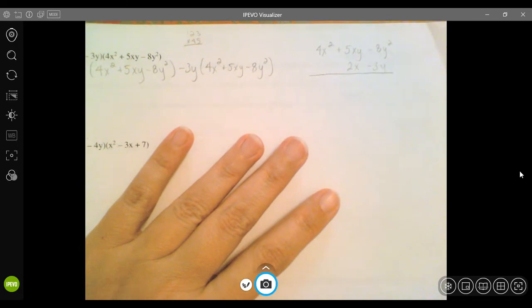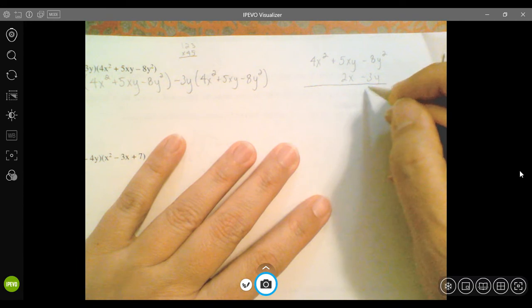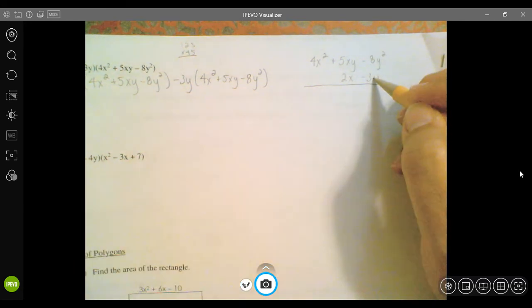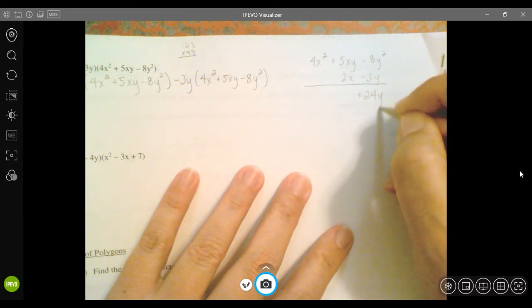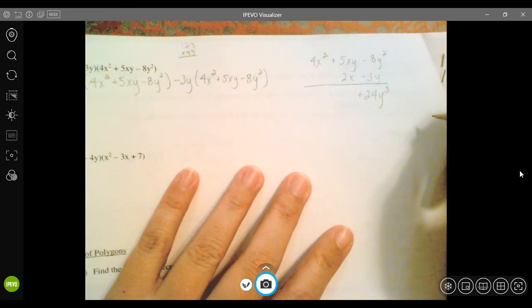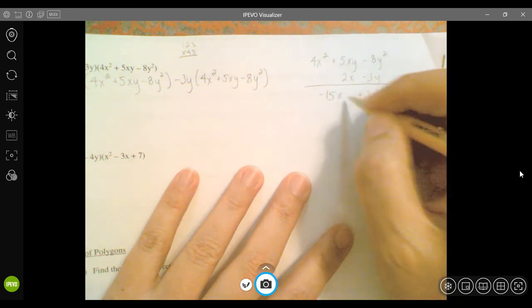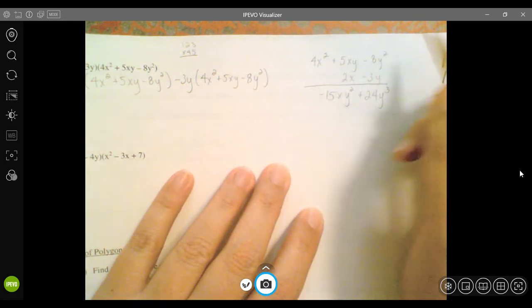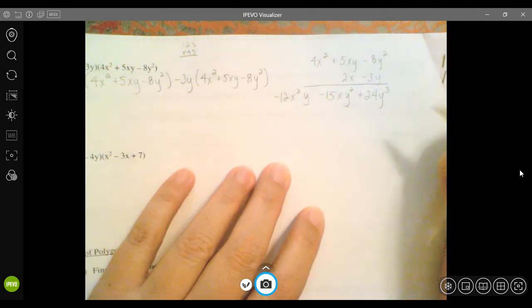Same thing here. Okay, let's take negative 3y times negative 8y squared. We get positive 24y cubed. Let's take negative 3y times 5xy. We get negative 15xy squared. And then let's take negative 3y times 4x squared, and we get negative 12x squared y.